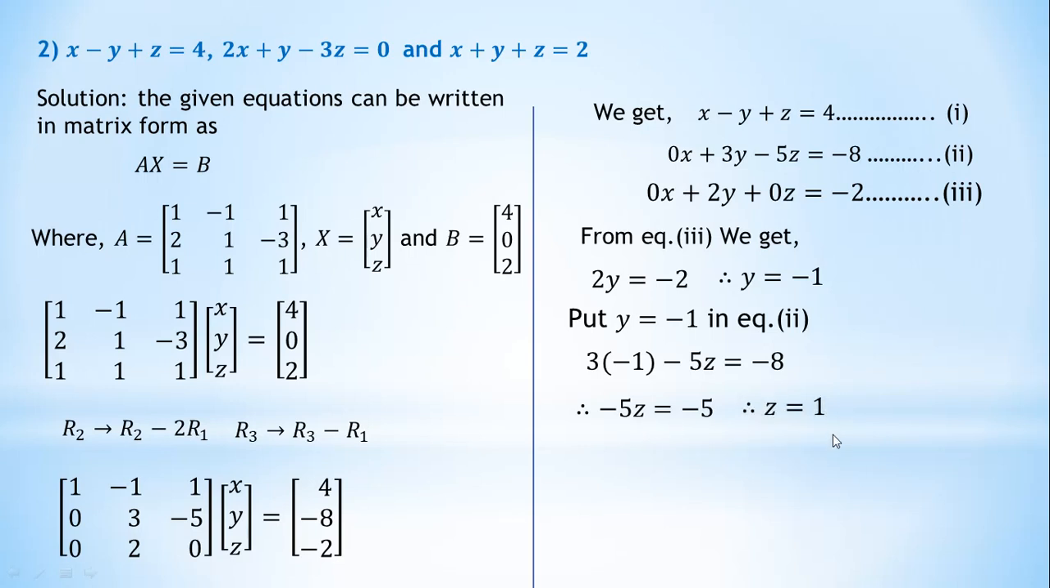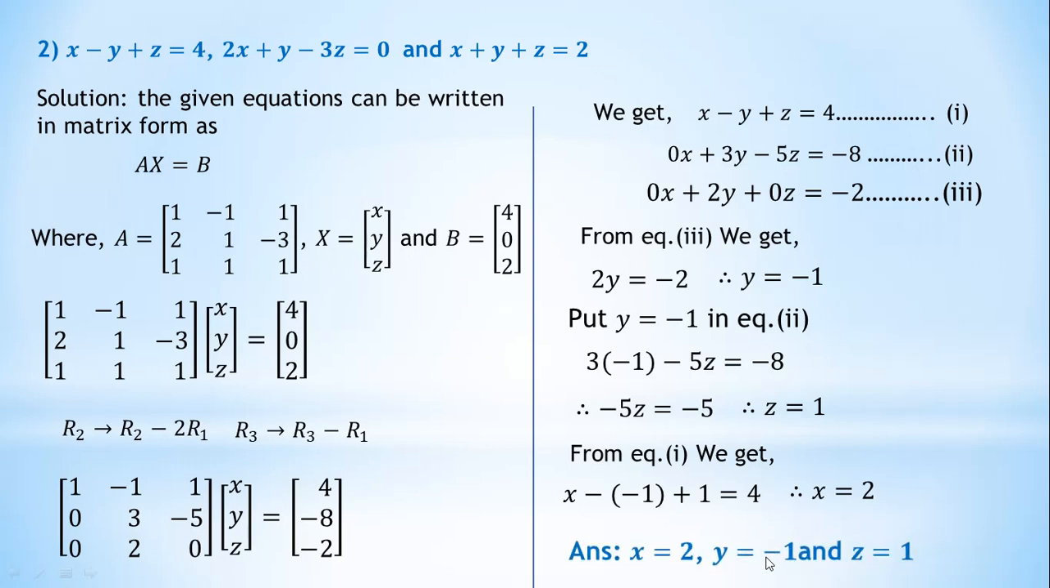Okay, and if you put value of y is equal to -1 and z is equal to 1 in equation number 1, then from equation number 1 you will get, observe this, we get value of x is equal to 2, because this is x plus 1 plus 1, that is x plus 2 is equal to 4, and hence x is equal to 2. So hence we get the answer as x is equal to 2, y is equal to -1 and z is equal to 1.